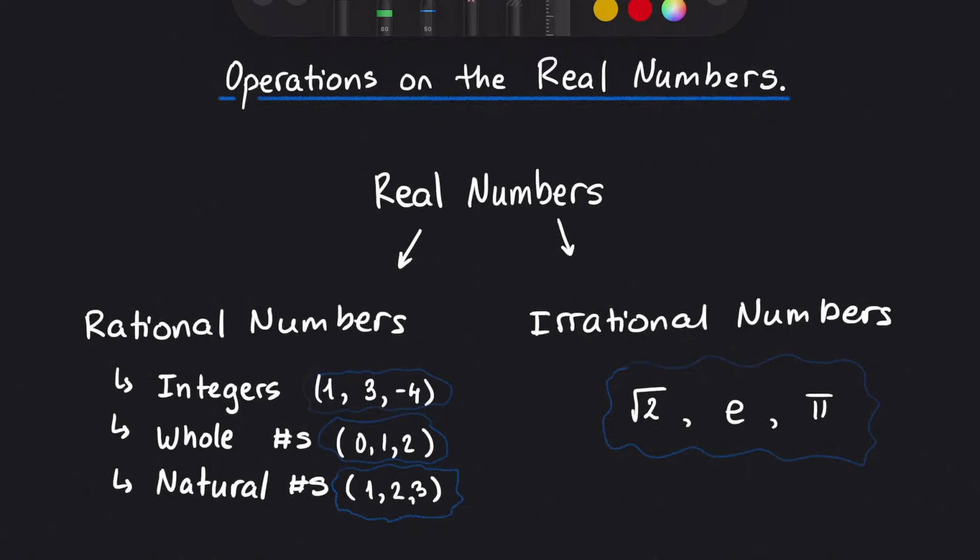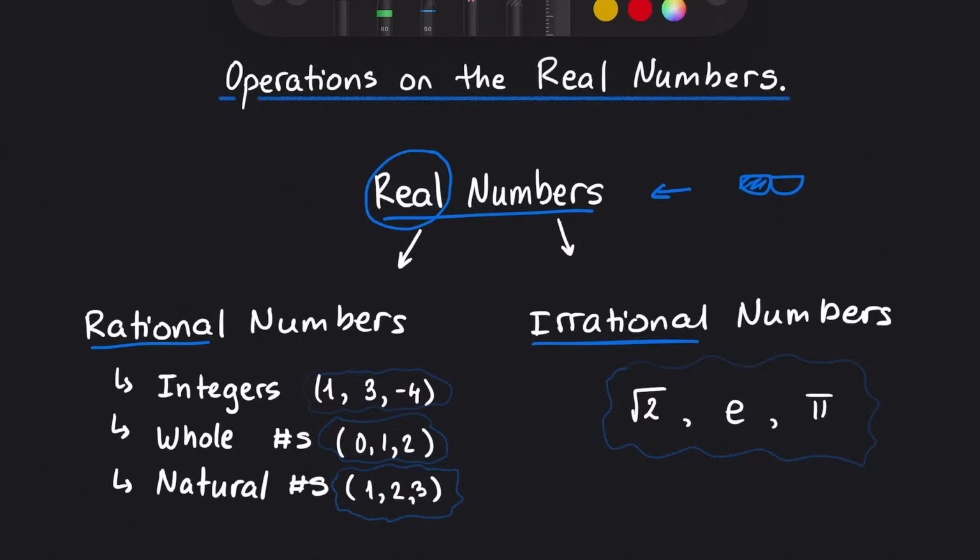Today we're gonna learn operations on real numbers. Let's talk about real numbers first. There are rational numbers and irrational numbers. Together they form real numbers. Very, very real numbers. They are the OG of numbers.